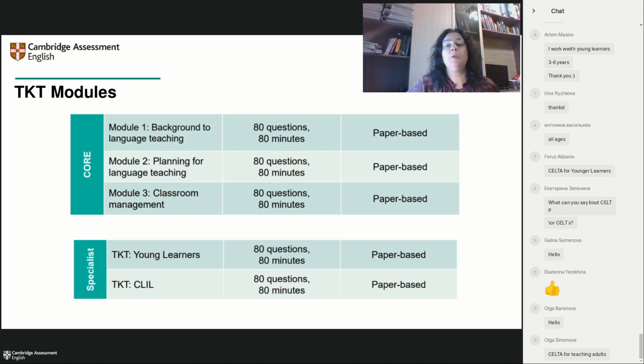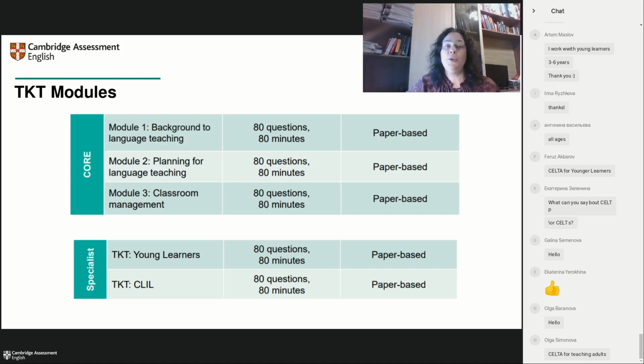Olga, I don't know if it is a question, but CELTA is not an abbreviation. We used to consider CELTA as Certificate in Teaching English Language to Adults. It's no longer true. CELTA is not an acronym any longer. CELTA is a teaching qualification for speakers of other languages. So you'll be able to teach any students of different age groups and levels. So it's a general qualification.